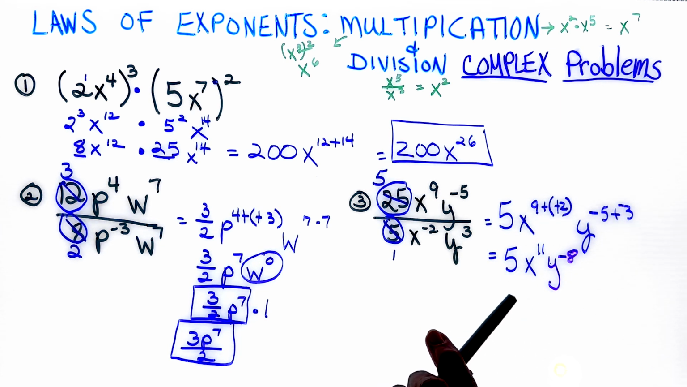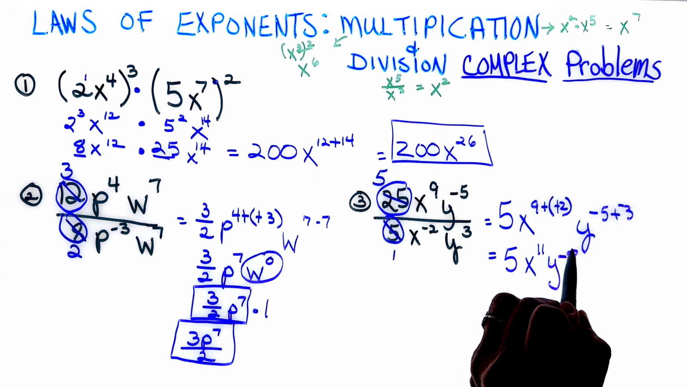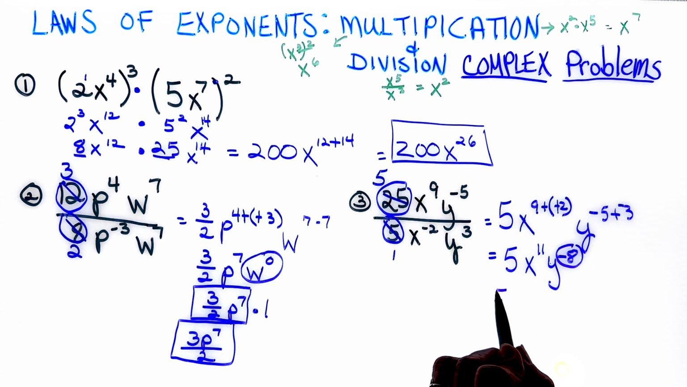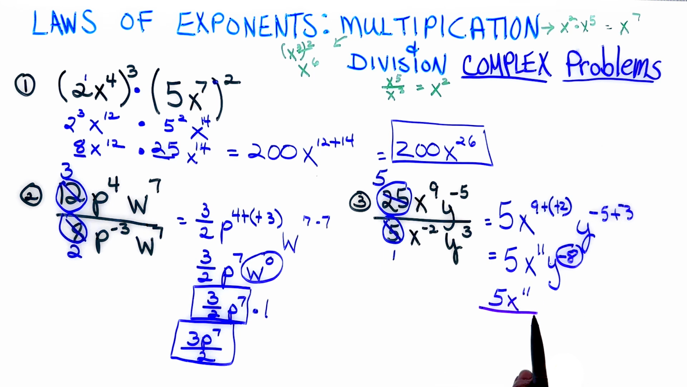You would say, yay, I'm done, but guess what? One of our rules of simplifying says you can never have a negative exponent in your final answer. So we're going to have our 5, we're going to have our x to the 11th. Those are both positive. But now I have to bring the y down to the denominator. So it would be y to the 8th power. And that is in simplest form now.